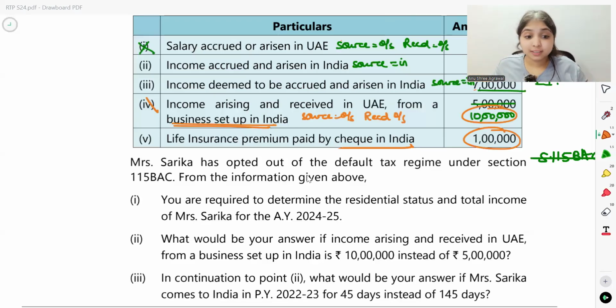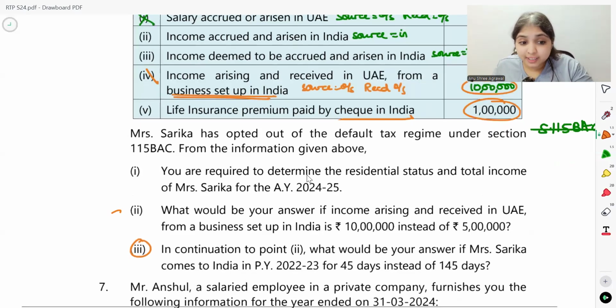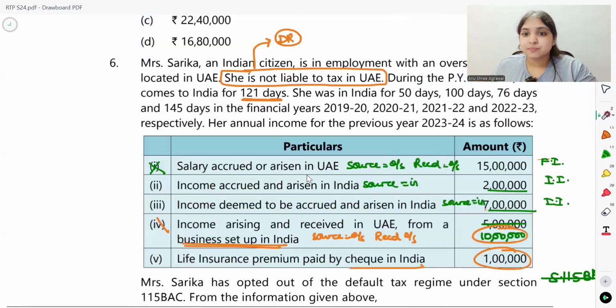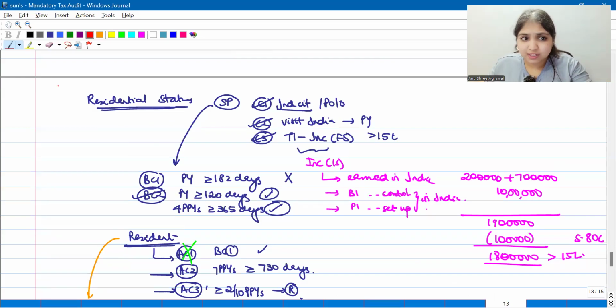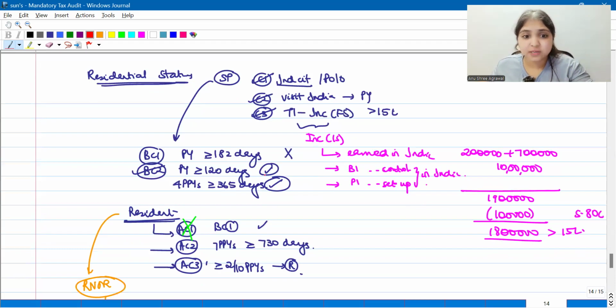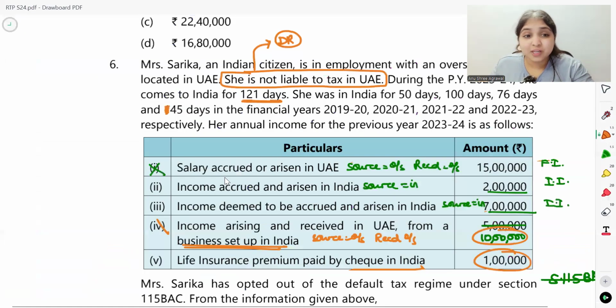So now coming to the third question over here, in continuation to point 2. So in continuation to point 2, what would be your answer if Mrs. Sarika comes to India in 22-23 for 45 days instead of 145 days? So in 22-23 it was 145 days. Instead they are saying what if she comes to India for 45 days? Then how would the second answer change? See, I'll do the corrections over here itself. In the third situation, only one thing we are changing. Instead of 145 days, she's coming to India for 45 days, that too in 22-23. Okay.